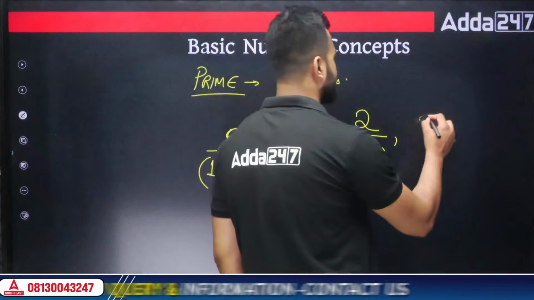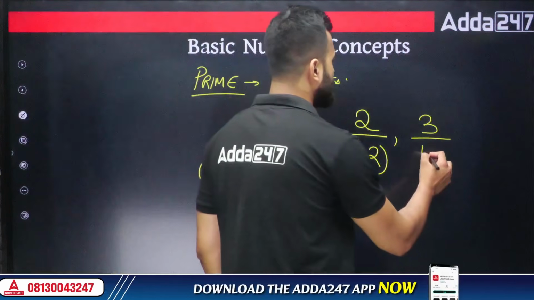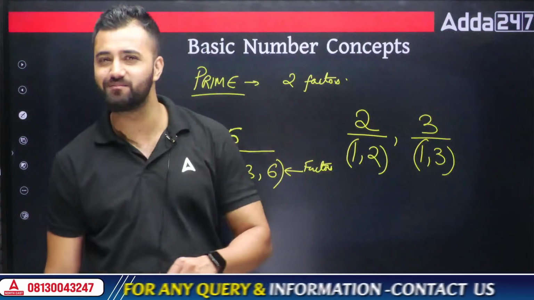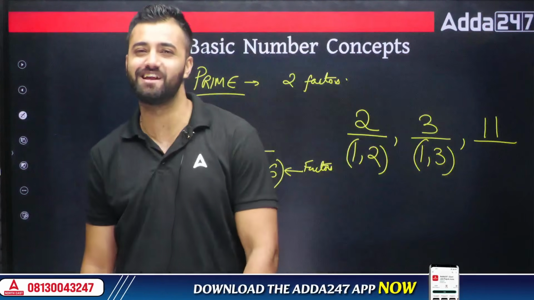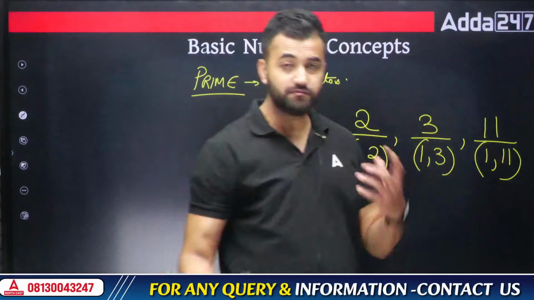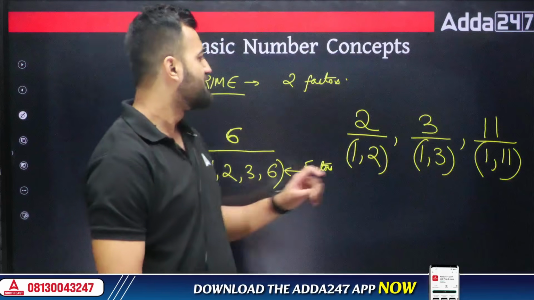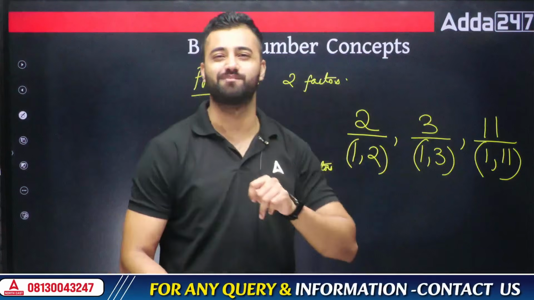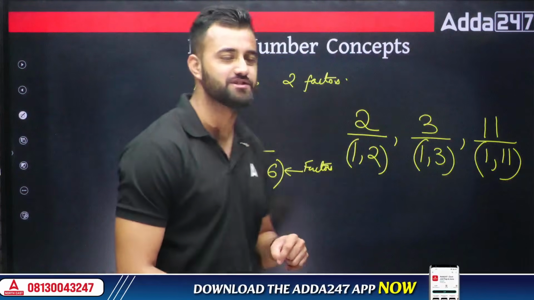Similarly, if I say 3, tell me what are the numbers which can divide 3? You would say 1 and 3. Is there any other number? No. That means this is also a prime number. If I ask you 11, what are the numbers which can divide 11? You would say 1 and 11. Is there any other number? No. So end of the day, a number which is divisible by 1 and itself can be known as a prime number. I'm sure that in school days you must have heard this definition of prime numbers.